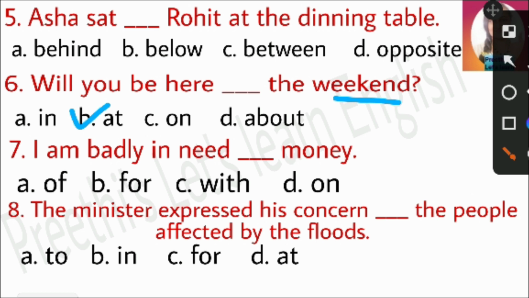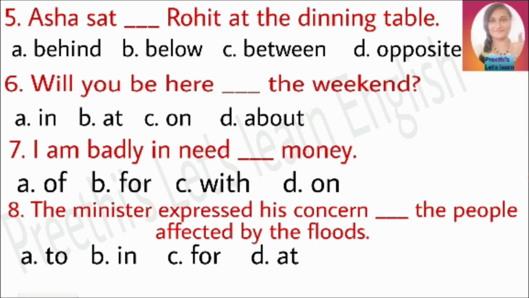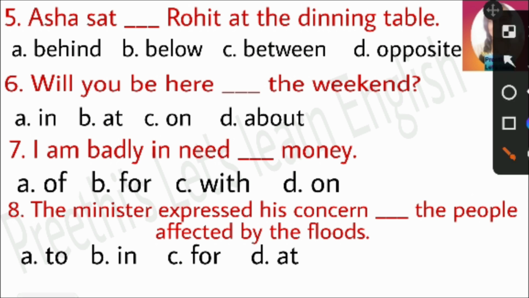Okay. Next, seventh one, I am badly in need blank money. Options are of, for, with, on. So it's a fixed preposition. For need, need of. What is the correct answer? Of. Option A, of. I am badly in need of money.